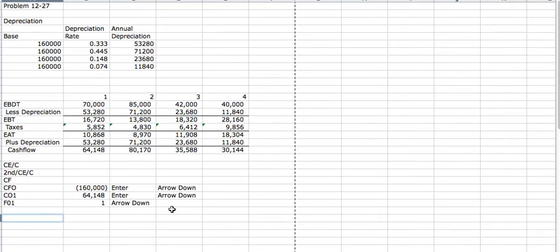So now we're going to push the NPV button. Go ahead and do that. And you'll see the very first thing we see is I equals. And what does the problem say? The problem says that we have an 8% cost of capital. So we will type 8 into that category, and enter. And then we're going to arrow down.